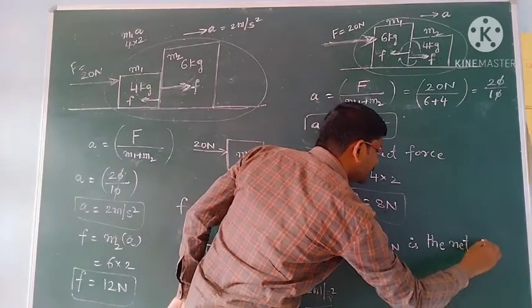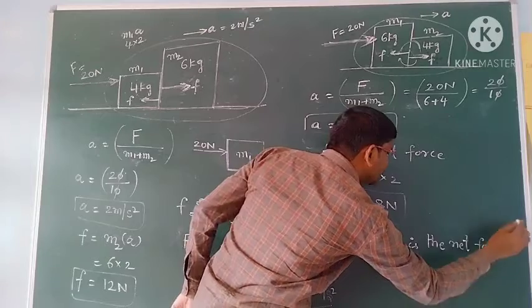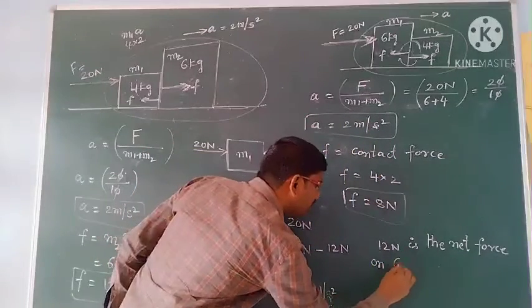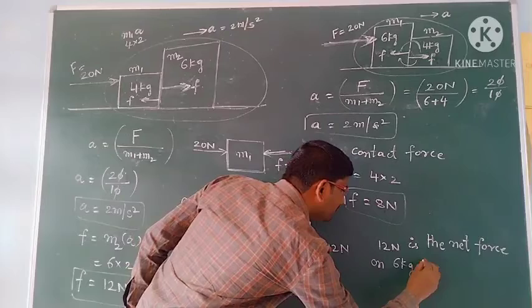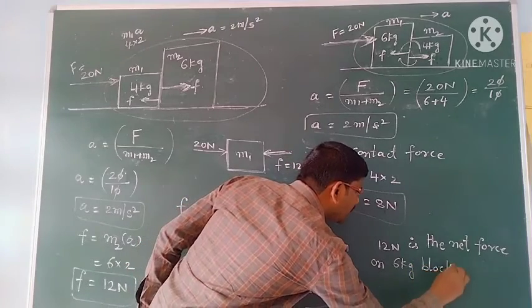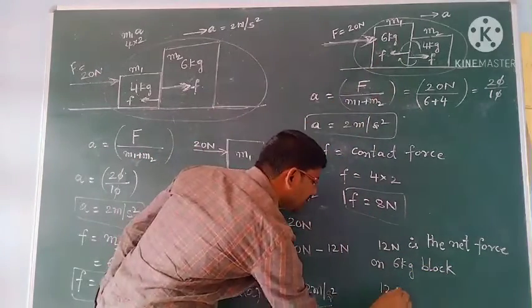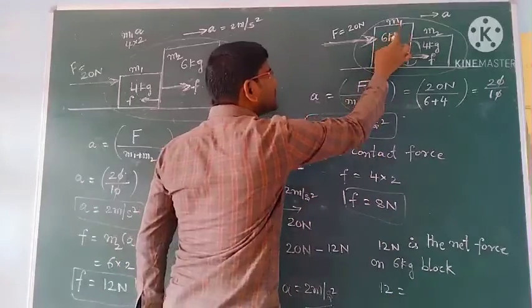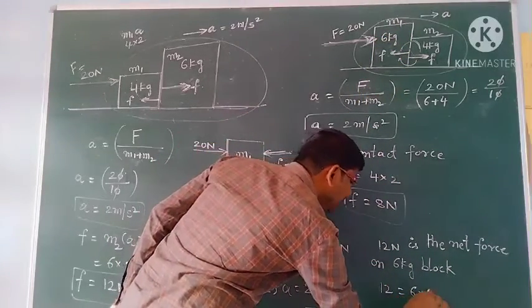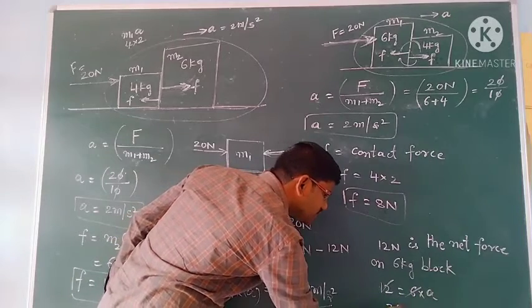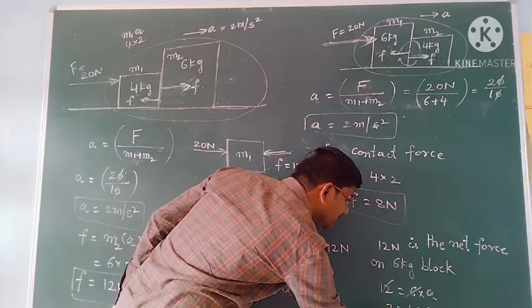12 newtons is the net force on the 6 kilogram block. This 12 newtons is equal to mass into acceleration. Mass is 6, acceleration a, so a is 12 by 6, which is 2. So you are getting an acceleration of 2 meters per second square.